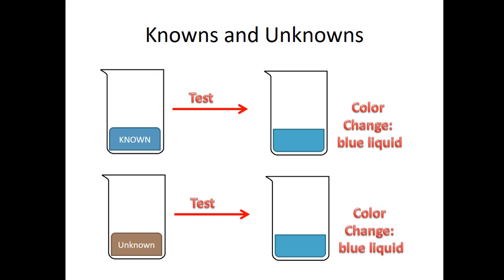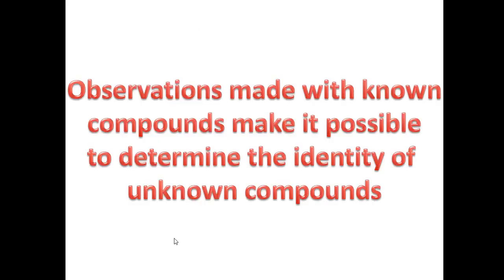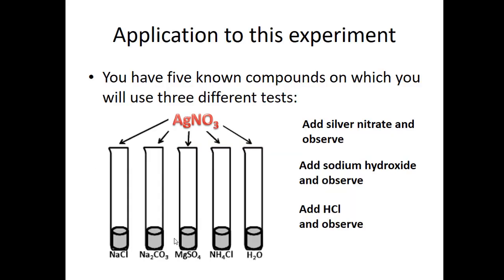Both liquids turn blue. So what that means is that whatever the known compound is here is probably what your unknown compound is here. That's how you're able to test known compounds and then extrapolate the data from the known compounds to determine what the unknown compound is. So when you observe something with a known compound, it makes it possible to determine the identity of an unknown compound.